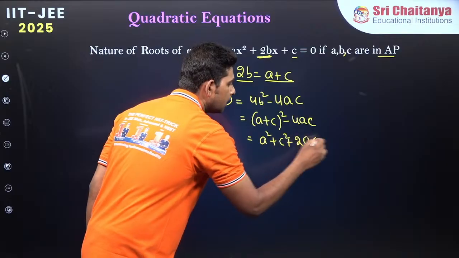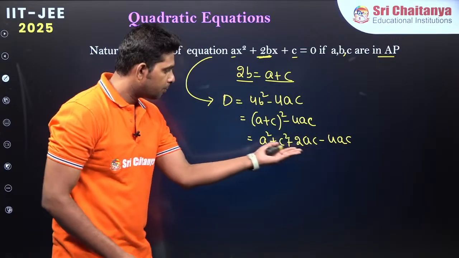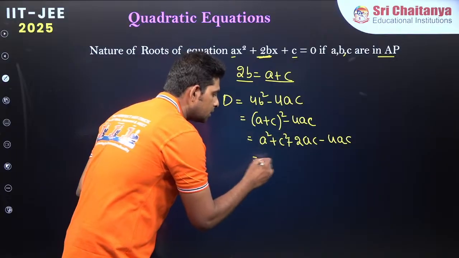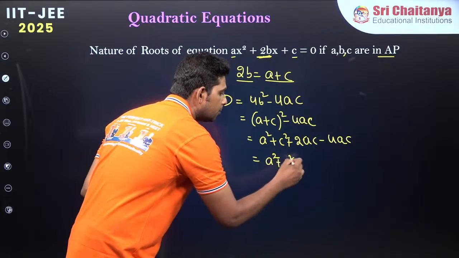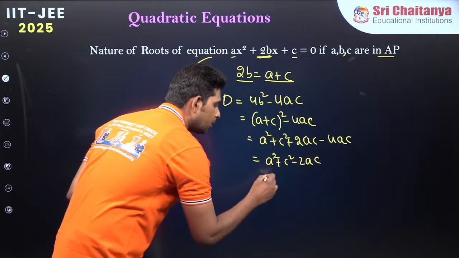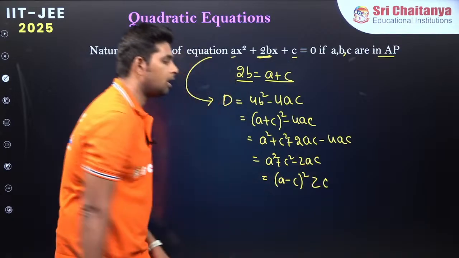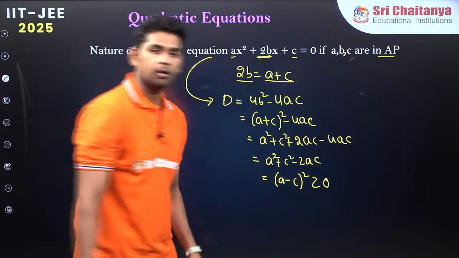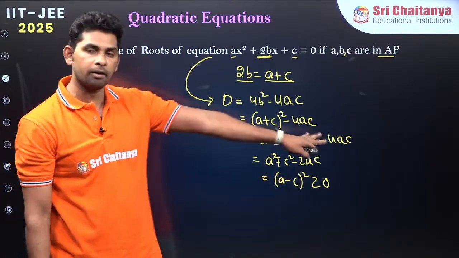So which equals, we are again simplifying this, a square plus c square plus 2ac, and then minus 4ac. By adding these we will get a square plus c square minus 2ac, which is again a perfect square, a minus c whole square. A perfect square is always greater than or equal to 0. We are going to have the discriminant as a minus c whole square, that square root will get cancelled.